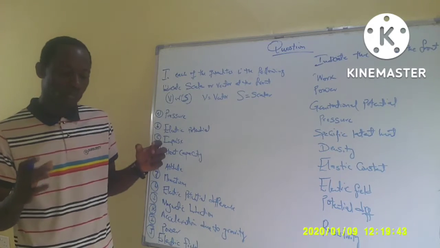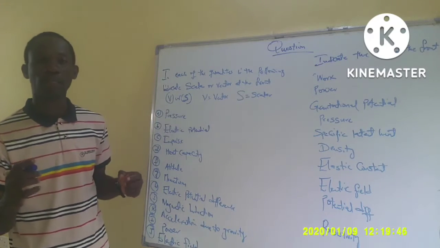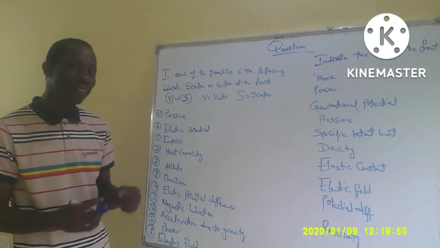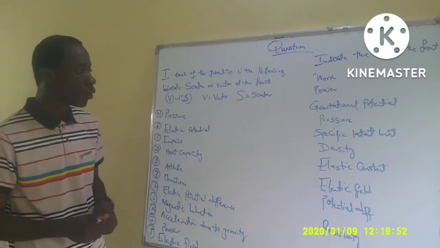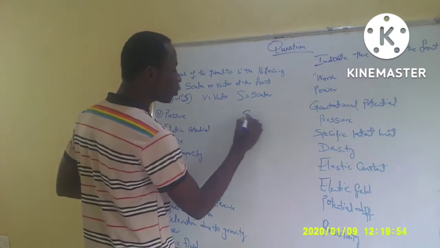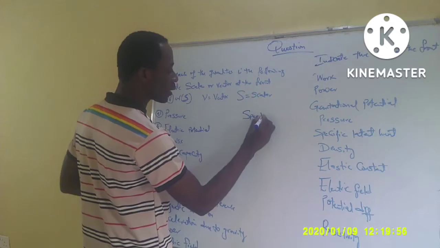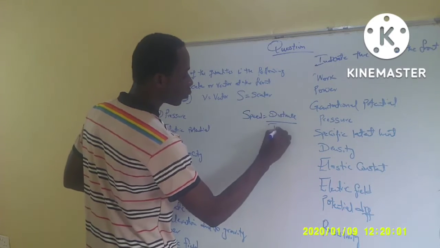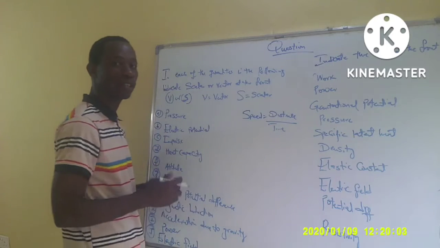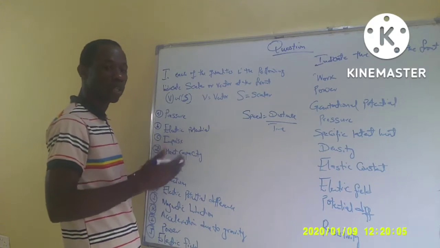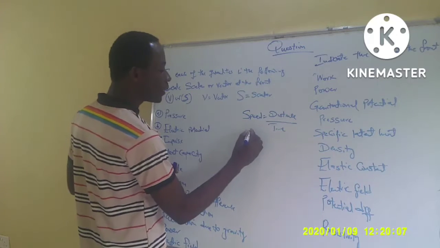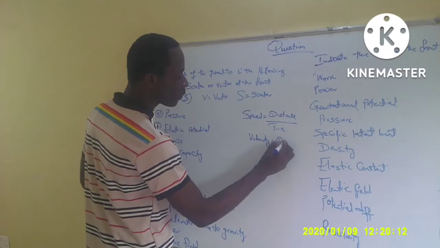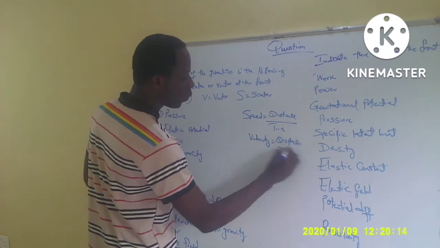Now, let's take for instance speed and velocity. Speed is distance over time. Velocity is displacement over time. You need to understand that the difference between speed and velocity is that speed is just distance over time. So that means it is a scalar quantity, because it is just a magnitude and extent, but there is no direction to it. But velocity is what? Displacement over what?